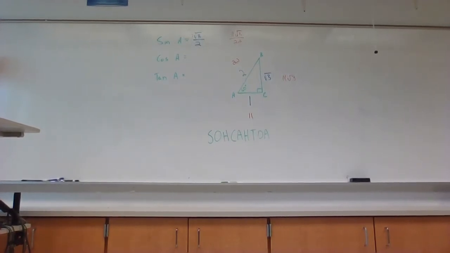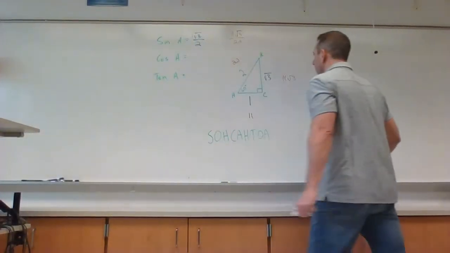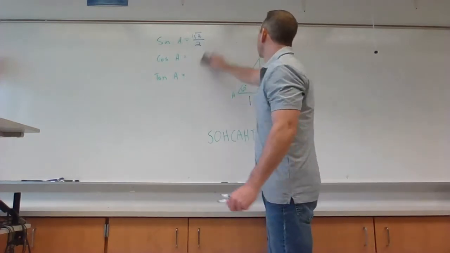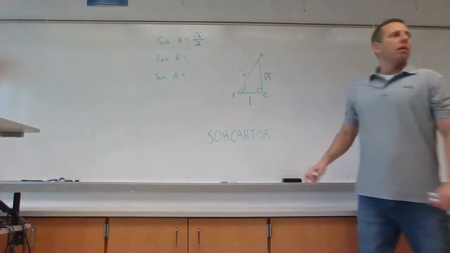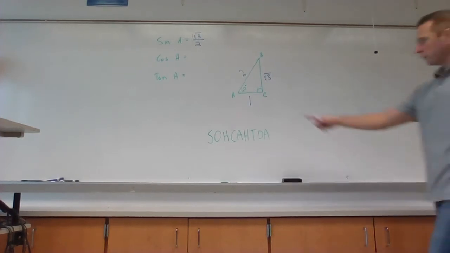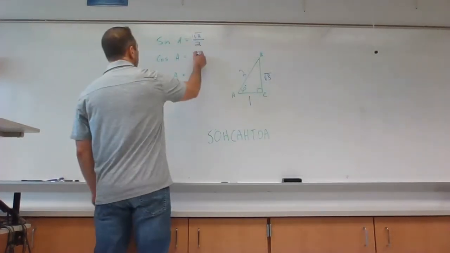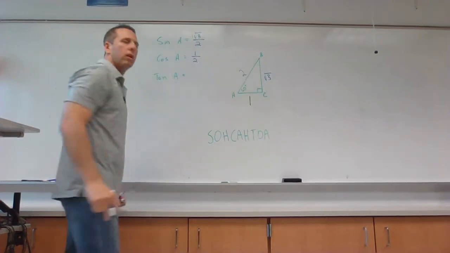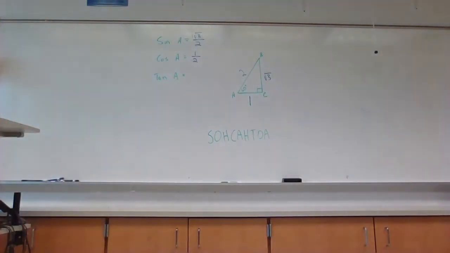All right. What's the cosine of angle A? 1/2. How about someone besides Karen giving me the answers every time? What's the adjacent side? The adjacent side's 1. The hypotenuse is 2. 1/2. What's the tangent of angle A?